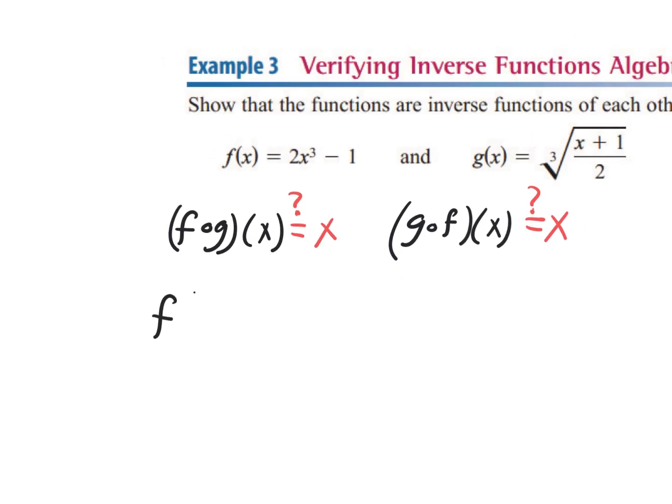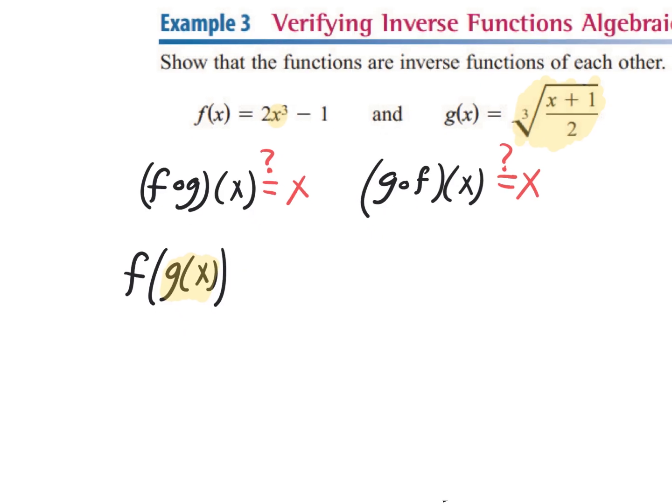Again, the definition of this is f of g of x. What we're doing is we're taking this function g of x, and plugging it into the x that is in f of x. So g of x is this entire function right here, the cube root of x plus 1 over 2. This entire thing is going to go for this x right here that is in f of x. That is what we did yesterday. So let's try that here.